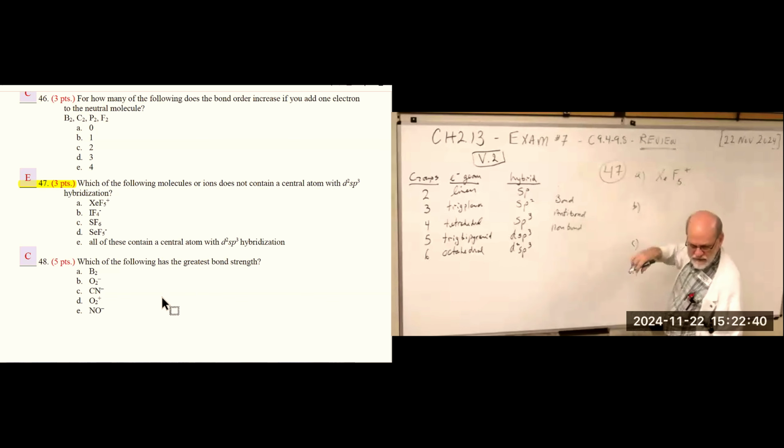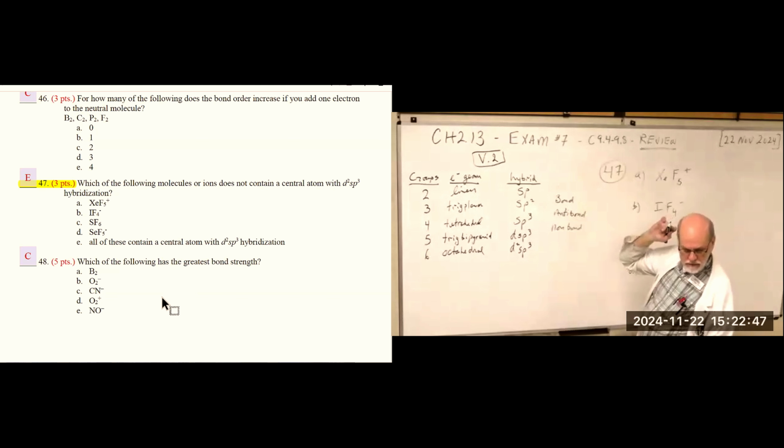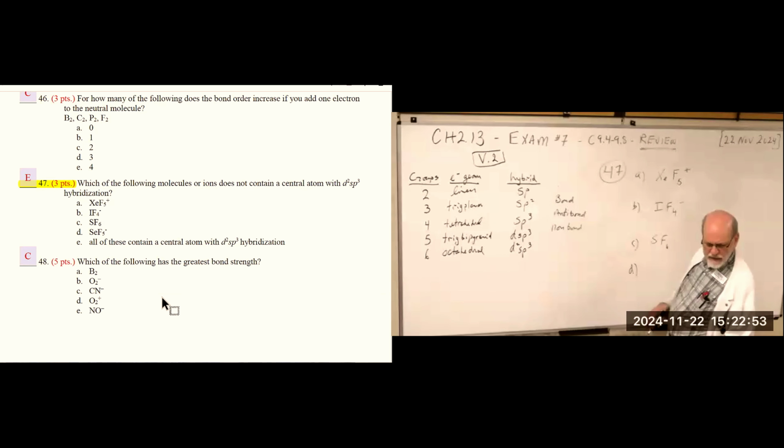Plus, yep, plus. And then IF4 minus, IF4 minus, SF6, we did that one earlier. No, oh yeah, SeF5 minus. SeF5 minus, there we go. We're looking for the one that does not have d2sp3. D2sp3 is octahedral. Needs 6 groups around the central atom.